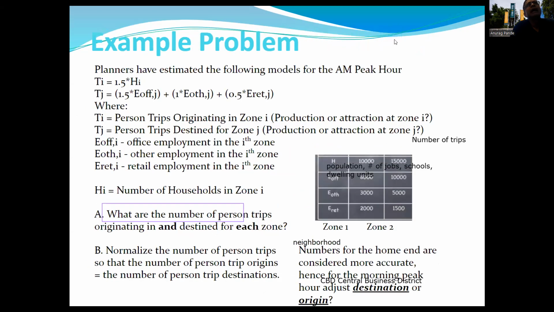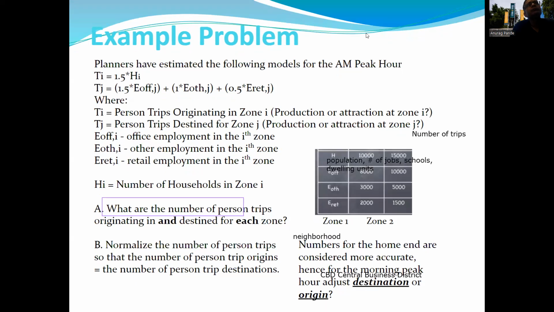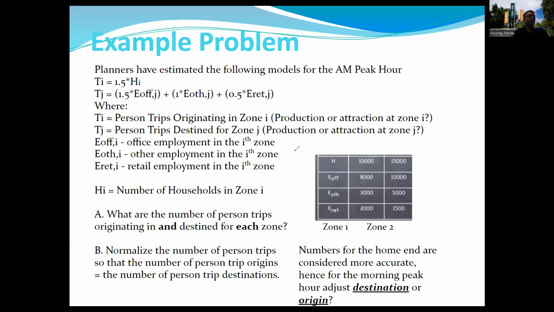So this is a very simple example that I want to work with you here real quick. I'll let you do the arithmetic of it on your own, but let's think about this. You're given these two regression models right here. I'm just going to highlight these, TI and TJ. And this is a model for AM peak hour, the morning peak hour. Planners have estimated the following models.